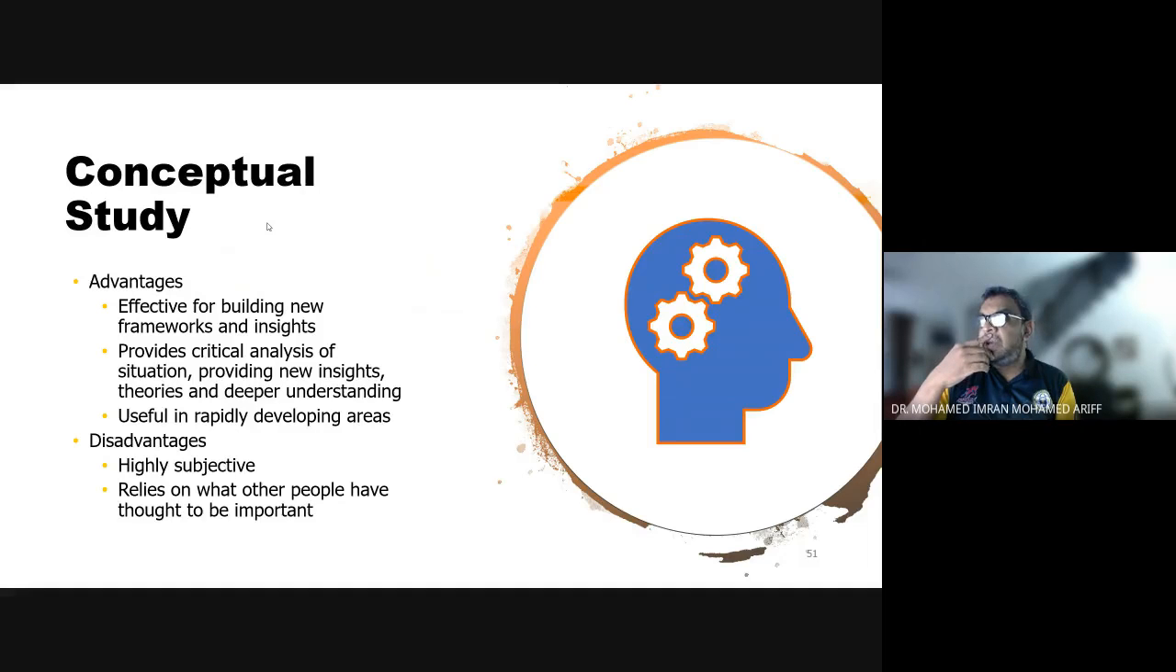But again, ada setback dia sebab ianya highly subjective, sebab dia belum lagi, conceptual study ni satu idea, it's very general. Dia belum lagi tailor down to your actual problem. Relies on what other people have thought to be important. So you baca, you tengok orang lain yang cakap apa, so you think that is the most important. Padahal mungkin bukan, mungkin ya. Okay, but it's also important. You want to find out what is happening.